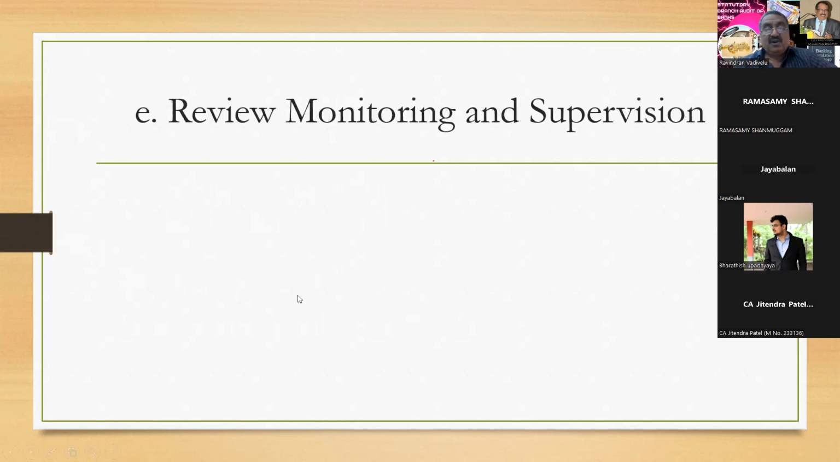Now, review, monitoring and supervision. Here I want to ask one question. Review and renewal: what is the difference between review and renewal? You can put it in the chat box. What is the difference between review and renewal?